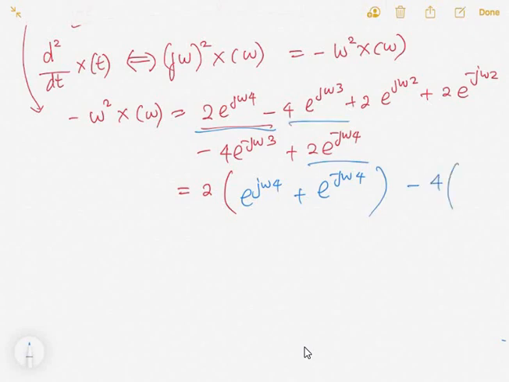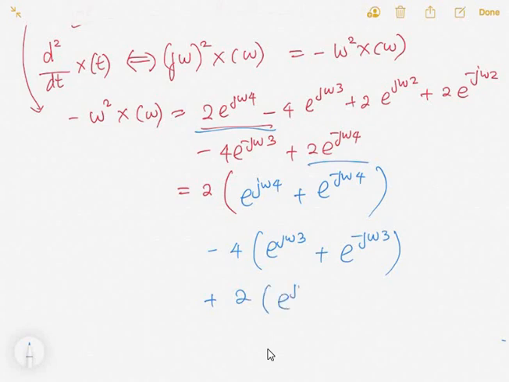Now we collect the j omega 3. Oh, okay, I rewrite again. So I have minus 4 times exponent j omega 3 plus exponent minus j omega 3. And then plus, I have j omega 2, so 2 times exponent j omega 2 plus exponent minus j omega 2.